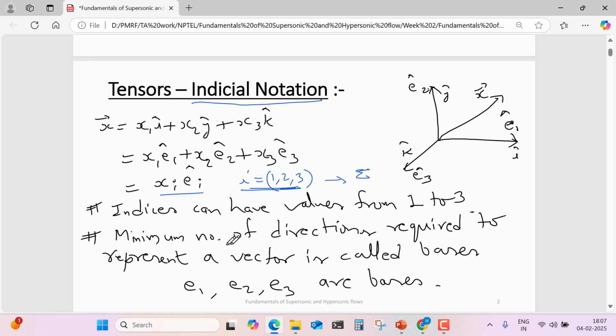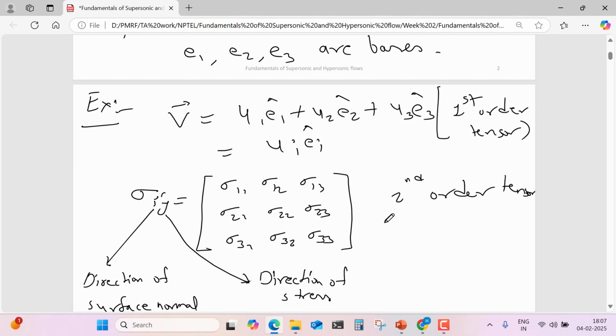The minimum number of directions required to represent a vector is called the basis. So in this equation, our bases are e1, e2 and e3. Let's see an example. There is a vector u1 e1 cap plus u2 e2 cap plus u3 e3 cap. This is a first order tensor, so we can write it as ui ei cap.